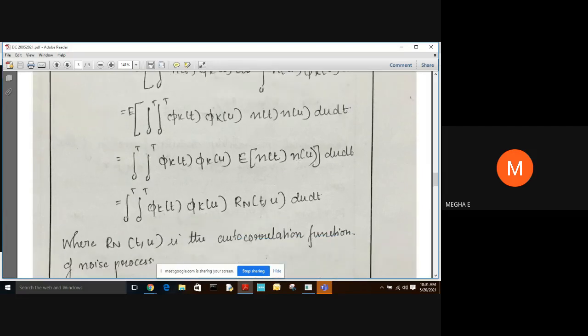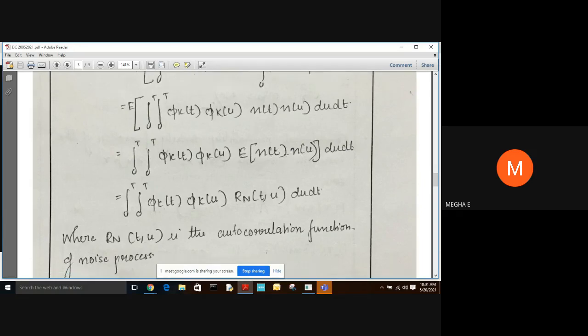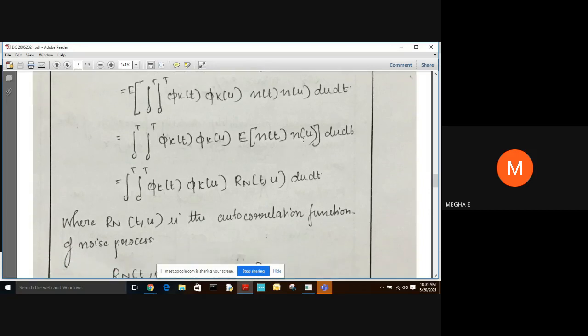Here, the expectation of n of t and n of u is nothing but the autocorrelation function of the noise process. Here, n of t and n of u are noise components, so this expectation is nothing but autocorrelation. They are autocorrelating. So this can be represented as Rn of t, u. Rn of t, u is nothing but the autocorrelation function of the noise process.